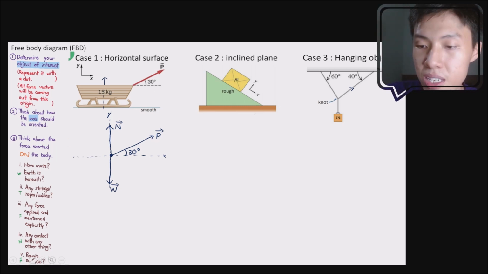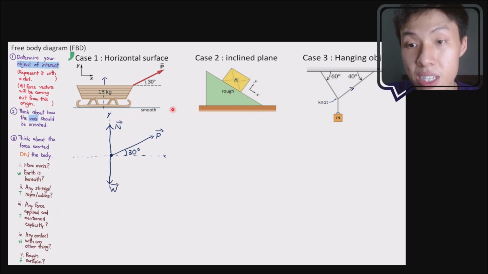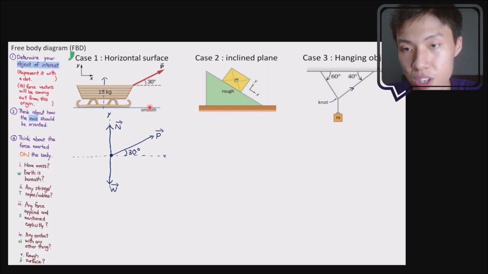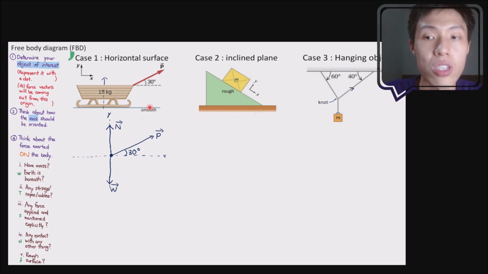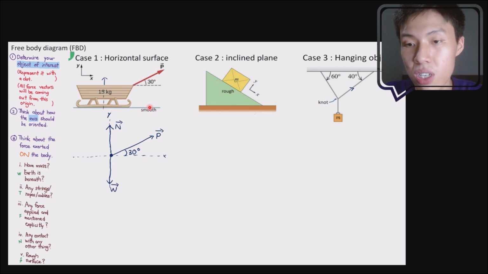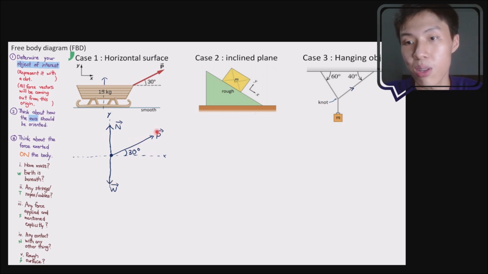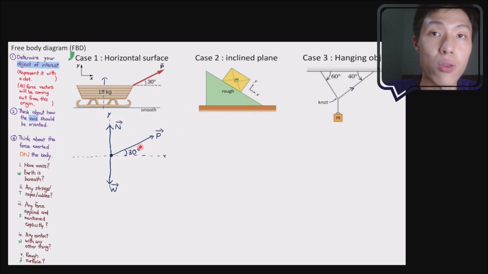Last question, is it a rough surface? Well, they explicitly mention it's a smooth surface. So if you see words like smooth or frictionless, then it means there is no friction being exerted in this situation. So no, there's no friction over here. So once you have asked yourself the 5 questions and you have identified, drawn, and labeled all the forces, then that's it. You are done with your free body diagram for case 1 over here. Okay, so case 1 here only has weight, an external force, and a normal force. And we label the angle if we know the angle.